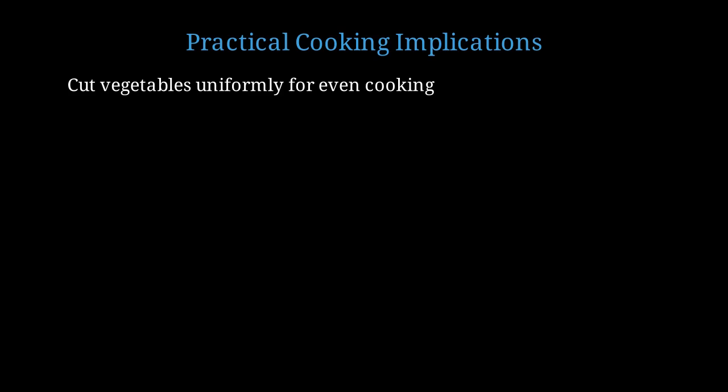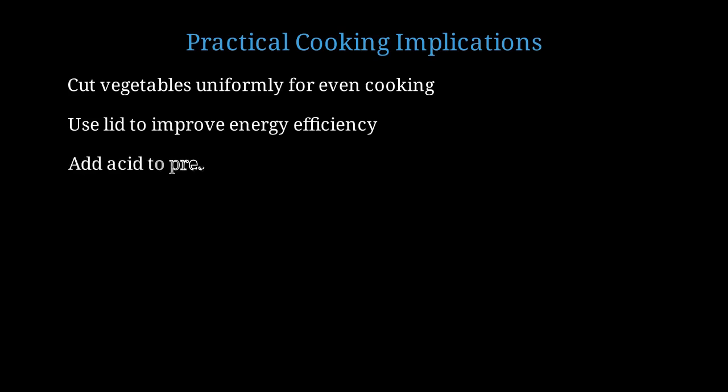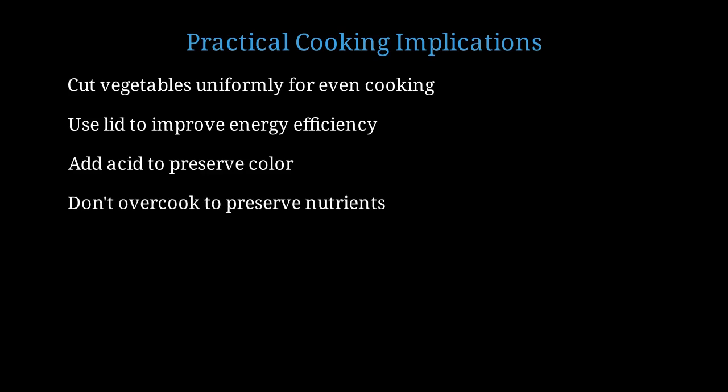What are the practical implications of all this science? Because heat penetration timescales with length squared, cut vegetables into uniform sizes so they all finish cooking simultaneously. Always use a lid when bringing water to boil to reduce energy waste and cooking time. Add vinegar or lemon juice to stabilize betalain pigments and maintain that beautiful red color. Remember that vitamin degradation is exponential, so minimize cooking time once vegetables are tender.